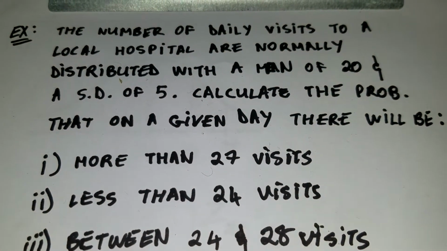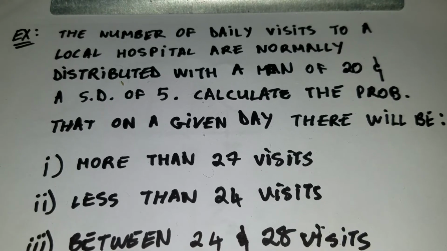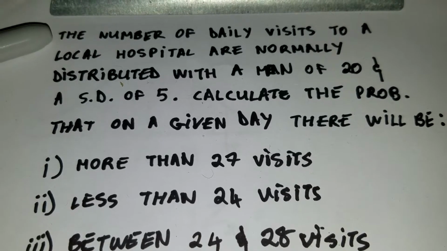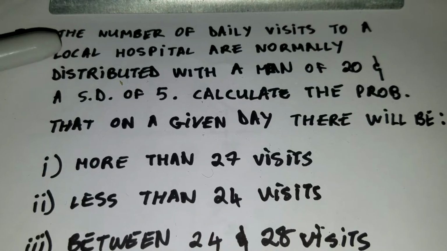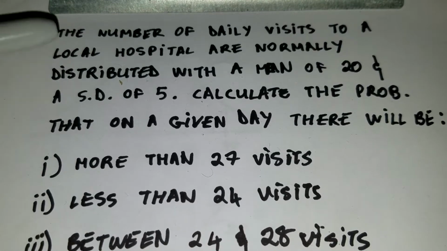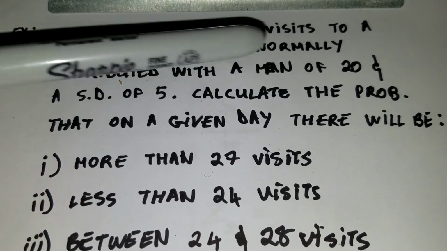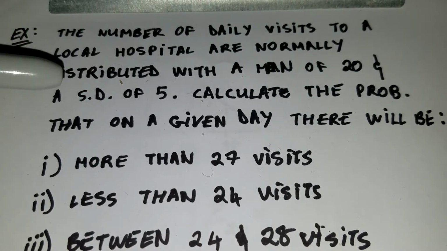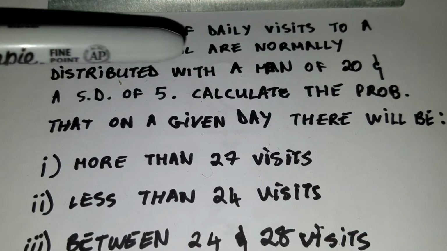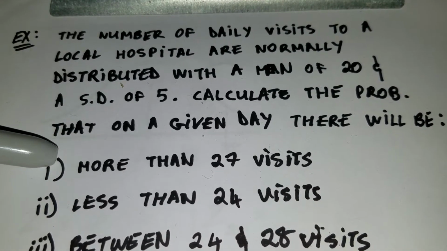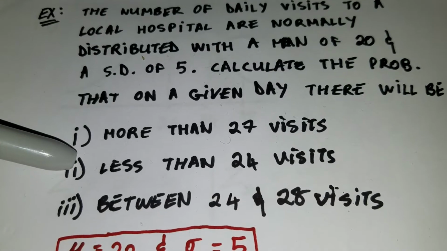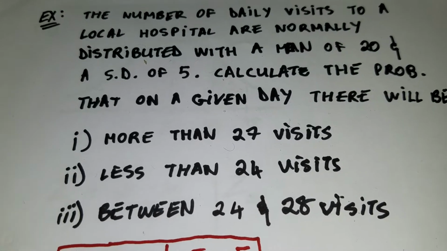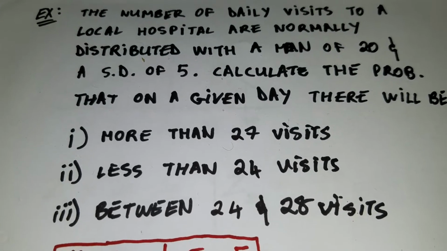In today's lesson, we'll be looking at an example of how we can find the probability of a normal distribution. In this example, the number of daily visits to a local hospital are normally distributed with a mean of 20 and a standard deviation of 5. Calculate the probability that on a given day there will be more than 27 visits, less than 24 visits, and between 24 and 28 visits.